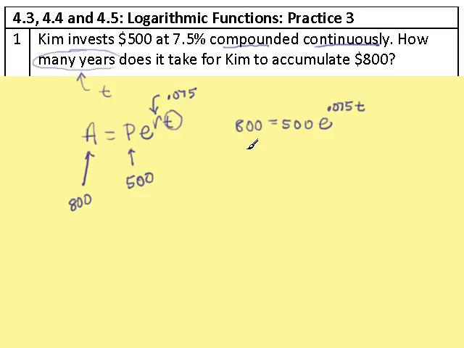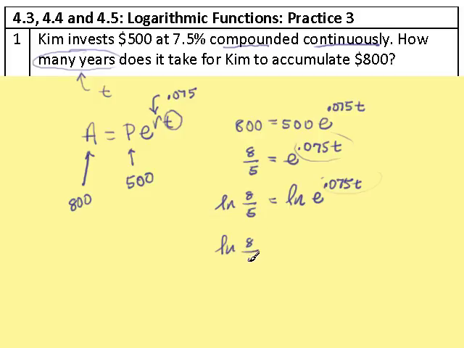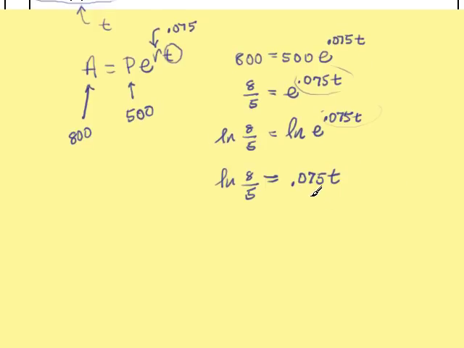Divide both sides by 500 and we have 8 over 5 is equal to e to the 0.075t. And now just log both sides. That's in order to bring this exponent down. Now remember, log and exponent are inverses, so this expression is just equal to 0.075t. Again, ln and e, exponential base e, are inverses. So here we just get 0.075t. And now what we're going to do is simply divide by 0.075.